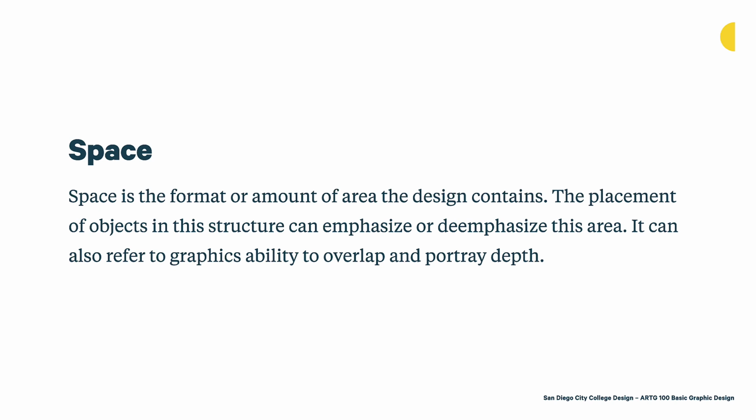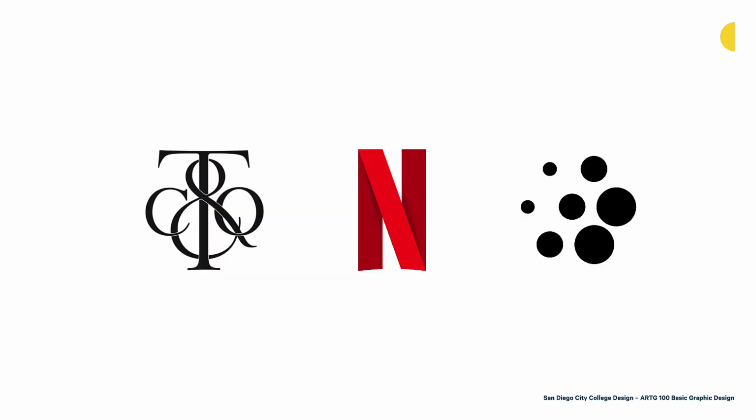So if you're designing a magazine and it's 8.5 by 11, that is the space that you're working with. That is the format. So you can play with that space and activate it in different ways by the ways that you create your composition on that format itself. But sometimes we can also use space to create an overlap or create a perception of depth.